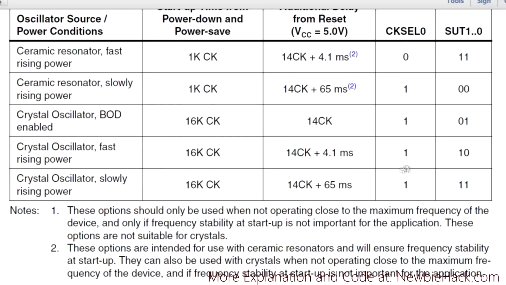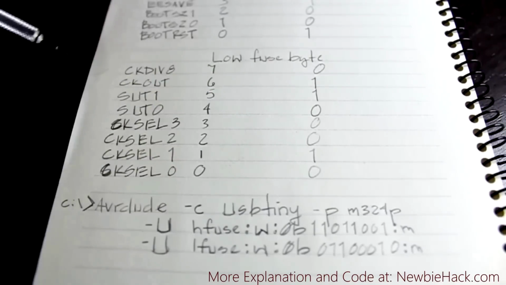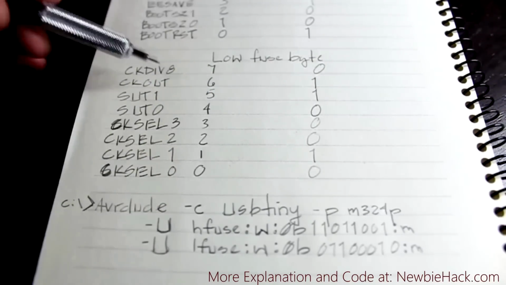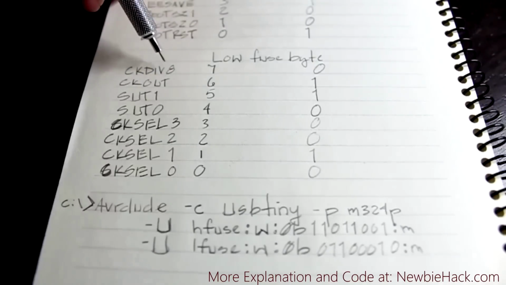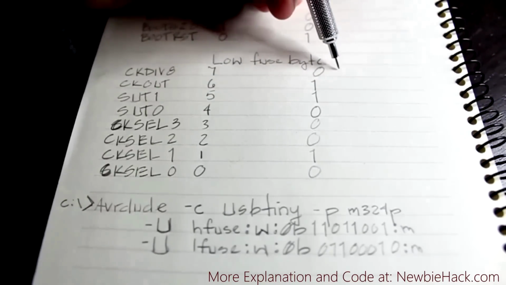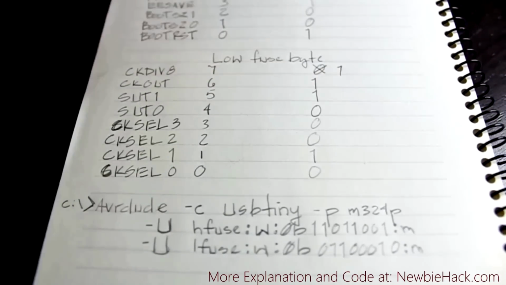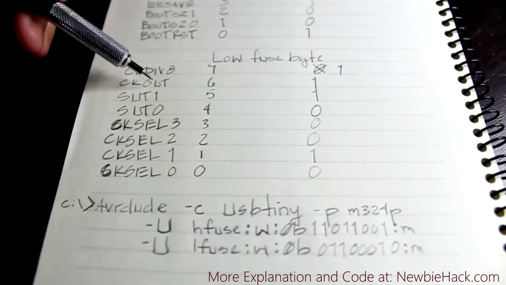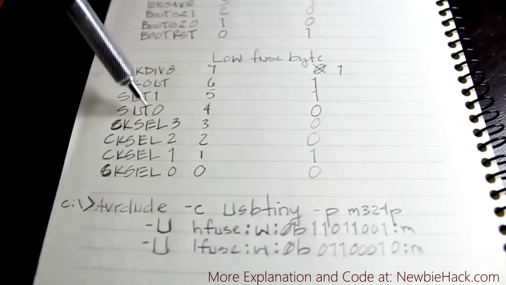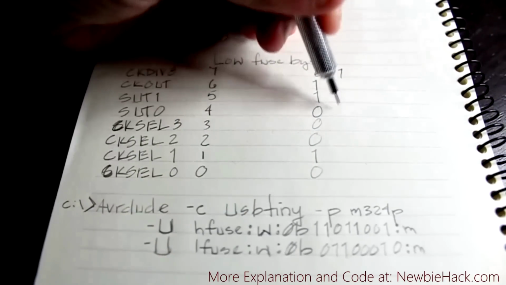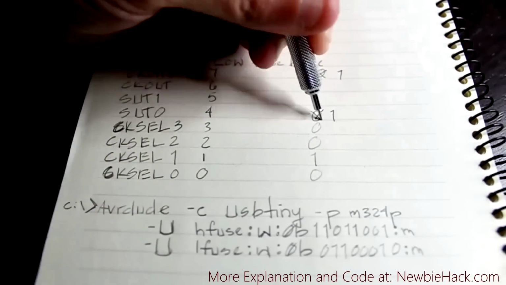So now we know that the clock selection 0 bit needs to be 1, and the startup time 1 and 0 are both 1, which means unprogrammed. So after looking at the datasheet, let's see what we have to change for our settings. These are the default settings for the low fuse byte. The dividing by 8, I'm going to go ahead and unprogram that because we don't want that to happen. We'll keep the clock out as unprogrammed because we don't need to sense the clock. And the startup time, we are going to make those both unprogrammed. So this one is going to have to change.